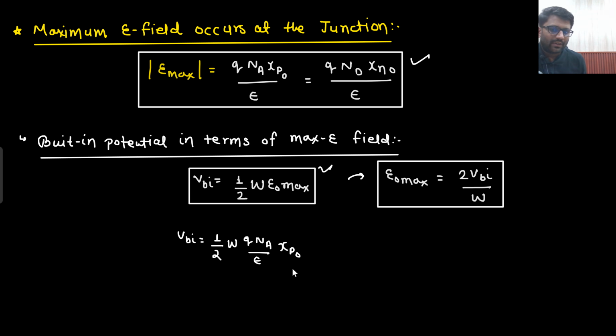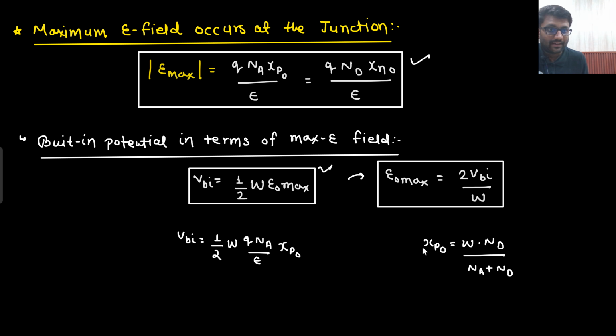Look, epsilon is a constant value, Q is a constant value, Na is a constant value, 2 is a constant value. I require the built-in potential as well. So basically I would put the expression of xp naught in terms of W. What do I know? That my xp naught is given as W into Nd upon Na plus Nd. Say yes or no?